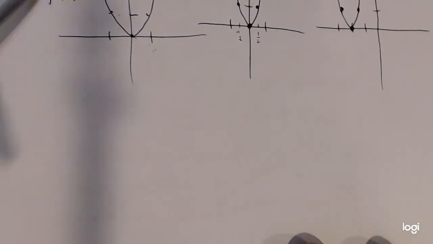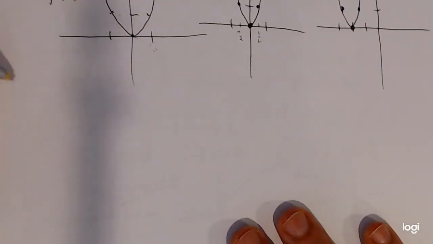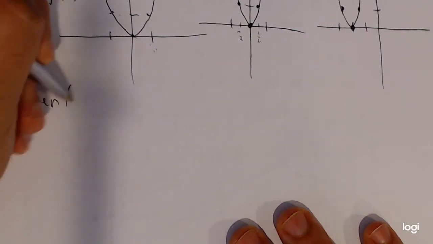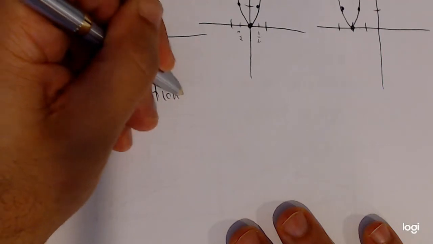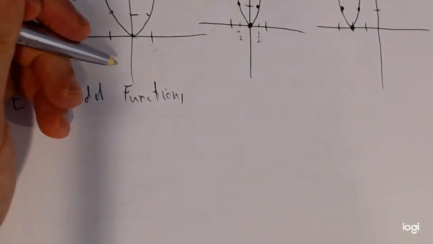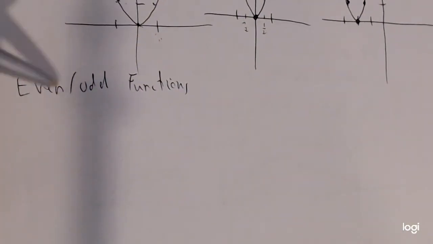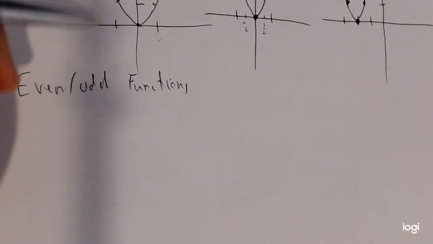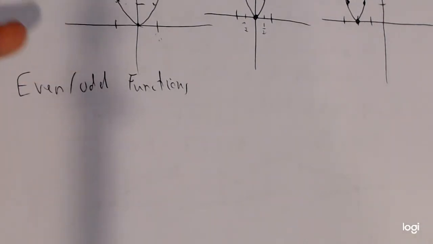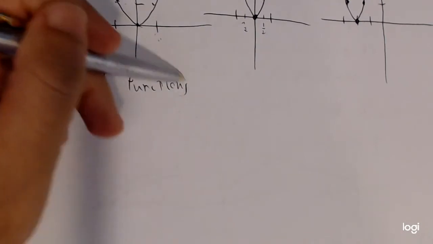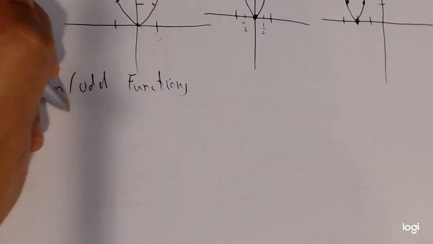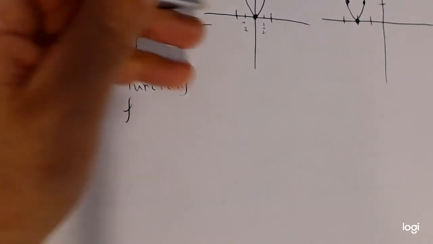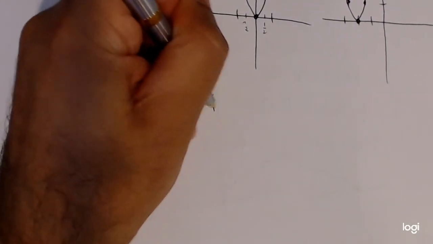Okay, so let's now move on to even and odd functions, which is going to be the last thing we talk about. Now we're only going to talk about how to check if functions are even or odd, and then later on we will figure out what graphical representations even and odd functions have. So we would say, let f be a function.